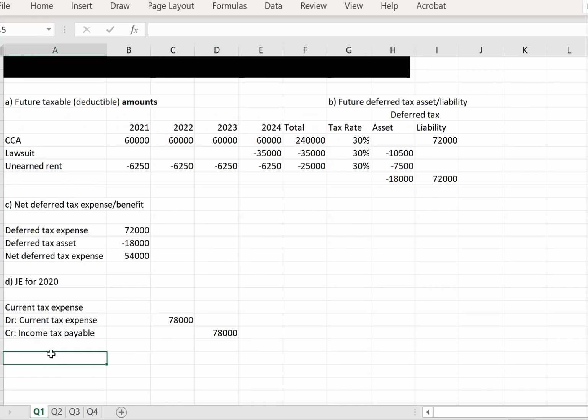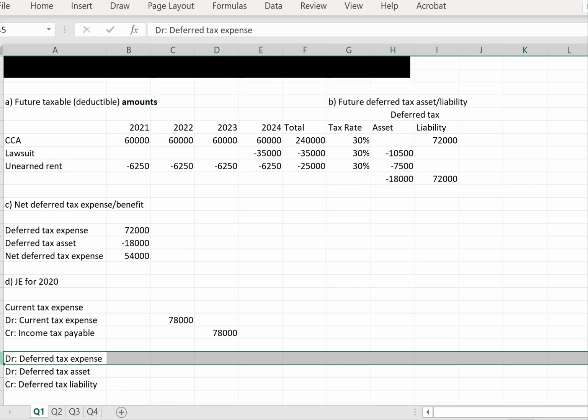Okay, next we're going to have our entry for our deferred tax, I should say, under IFRS, which is going to be debit, deferred tax expense. Remember that we record the journal entries separate. So I think one of the things that I find a little bit confusing is how we have our net deferred tax expense. So we're going to have our deferred tax expense. We're going to have debit, deferred tax asset, and we're going to have credit, deferred tax liability. So obviously, these two pieces of the entry are going to hit our statement of financial position, and this is what's going to go through our income statement.